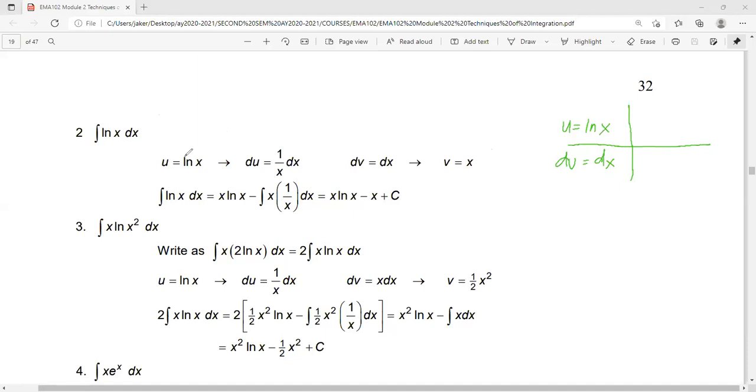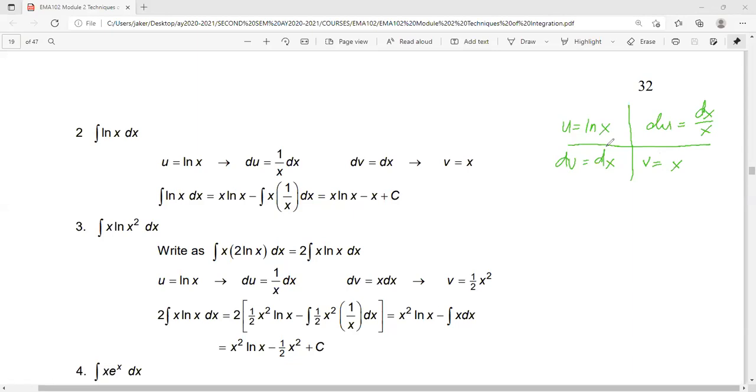It is always suggested that your dv will be an expression which is easily integrable or will make the process of integration simpler, not complicated. Okay? So in this case, we choose dx as the dv because if you integrate the dv, it gives you a v, and the answer is simply x. If you differentiate your u, ln x, the answer would be dx over x. We know that the derivative of ln u is du over u. So this is the derivative.